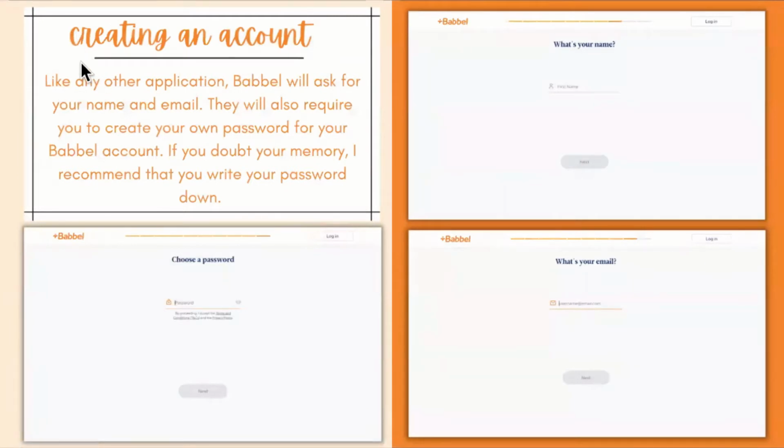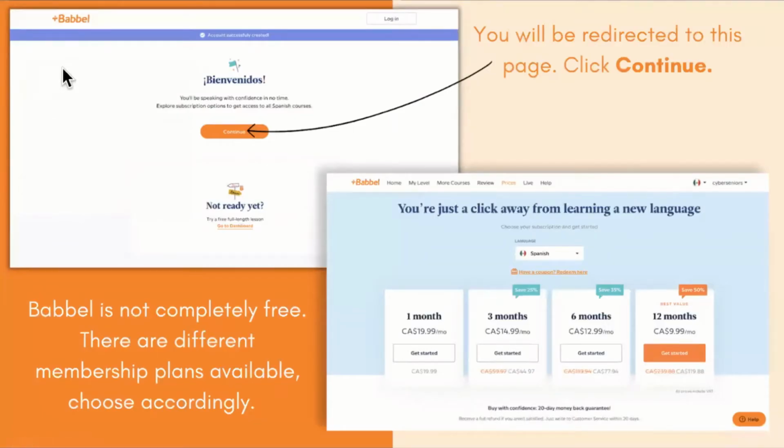Like any other application, Babbel will also ask for your name and your email address so that you can have an account. They will also require you to create your own password for your Babbel account. And if you doubt your memory, then it would be great to write down your password and keep it safe and make it something that you don't use for other passwords, just in case someone found out what the password is. So this is just a few screenshots from the process of choosing your password, putting in your name, and also your email address. Then you will be redirected to this page. You want to click on Continue to continue onwards.